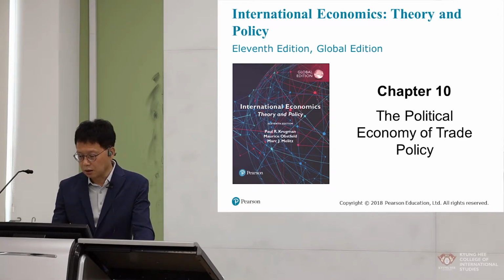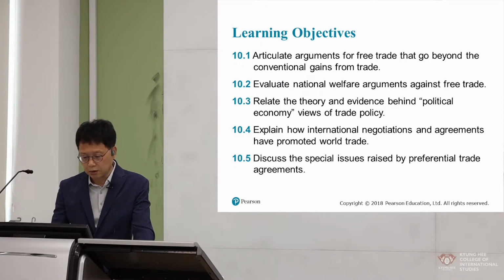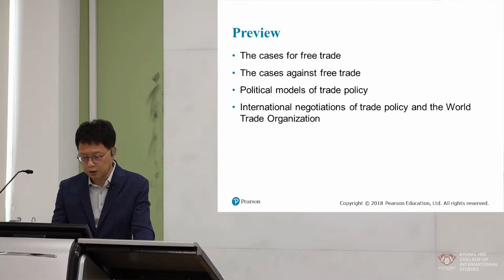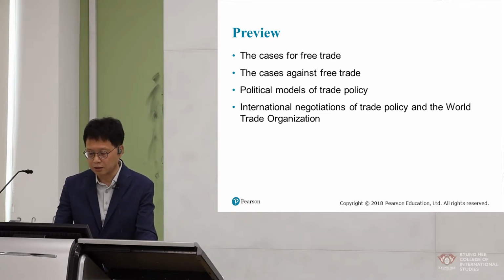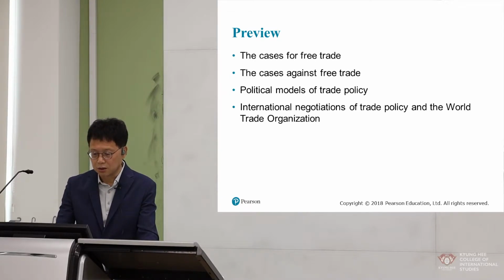So chapter 10, the political economy of trade policy. This chapter consists of 5 sections. Section 1, the cases for free trade. This means why free trade policy is better than restricted trade policy or protectionist policy. That is section number 1. Section number 2, the cases against free trade policy. Section 2 explains the reasons why protectionist policy is better than free trade policy, the opposite of section 1.